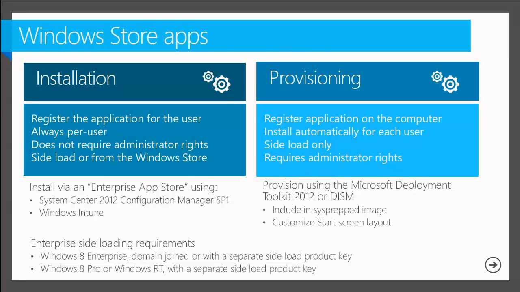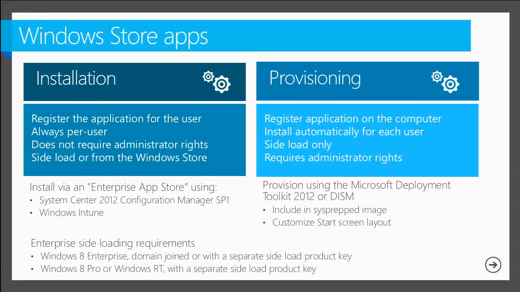So if you've got software assurance, you're all covered. If you don't have software assurance and you want to do side loading, then you have to worry about acquiring these sideload product keys in order to do this. On Windows 8 Pro and Windows RT, you'll always have to install a sideload product key in order to enable side loading. On Windows 8 Enterprise, the only time you would need to do it is if you don't have it joined to Active Directory. If it's in a workgroup, a sideload product key is required. In a domain, it's not. So that's the first requirement.